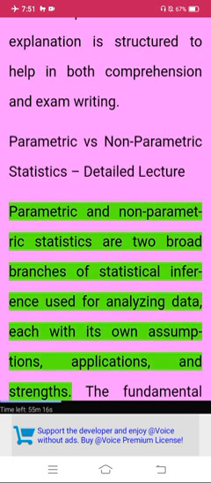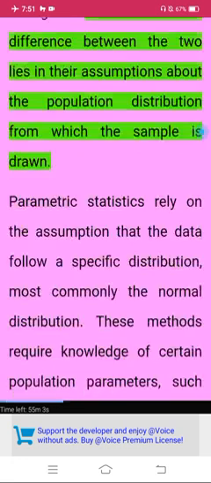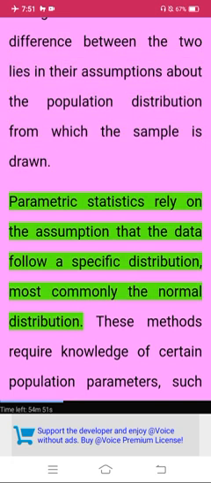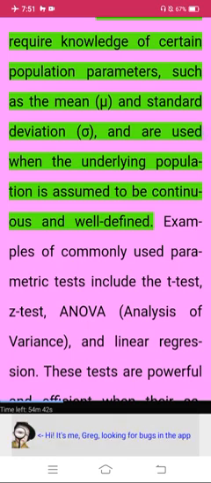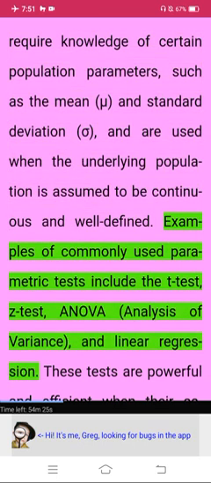Parametric and non-parametric statistics are two broad branches of statistical inference used for analyzing data, each with its own assumptions, applications, and strengths. The fundamental difference between the two lies in their assumptions about the population distribution from which a sample is drawn. Parametric statistics rely on the assumption that the data follow a specific distribution, most commonly the normal distribution. These methods require knowledge of certain population parameters, such as the mean, mu, and standard deviation, sigma, and are used when the underlying population is assumed to be continuous and well-defined. Examples of commonly used parametric tests include the t-test, z-test, ANOVA, analysis of variance, and linear regression.